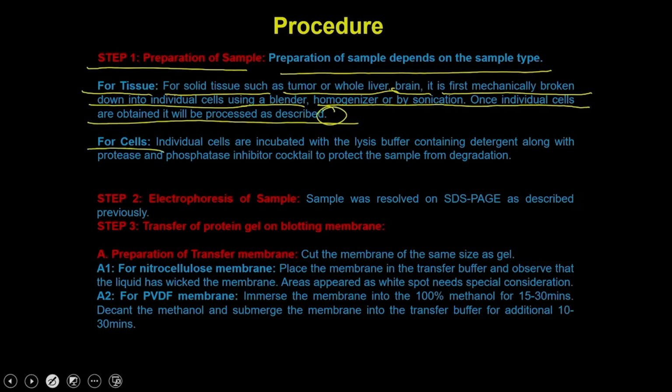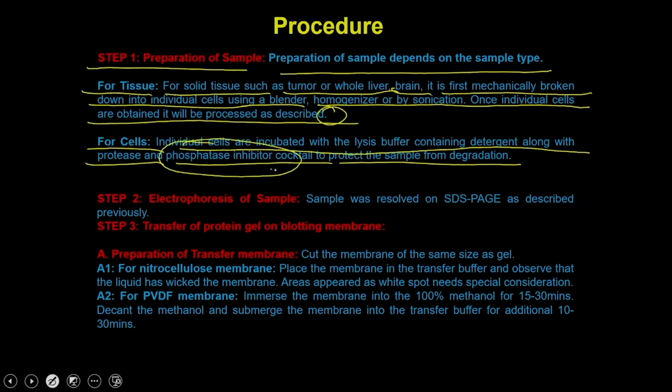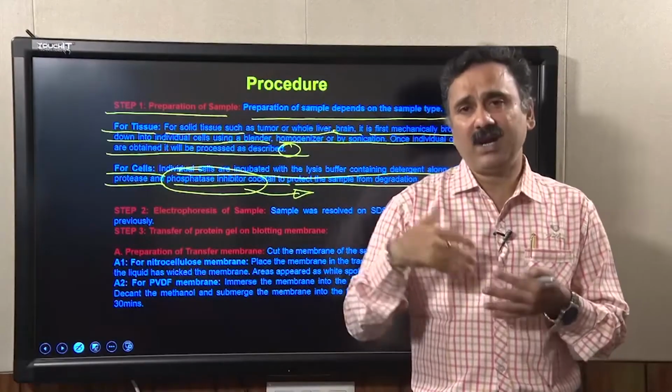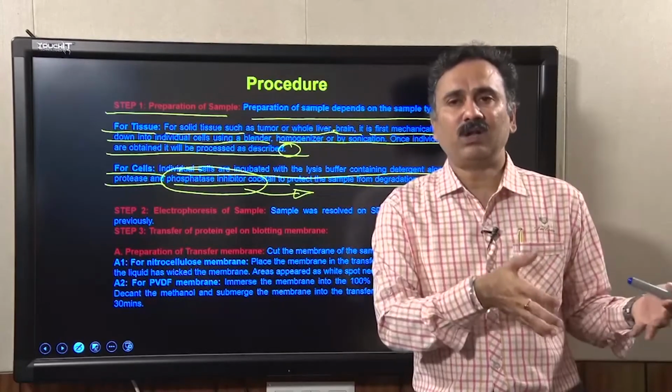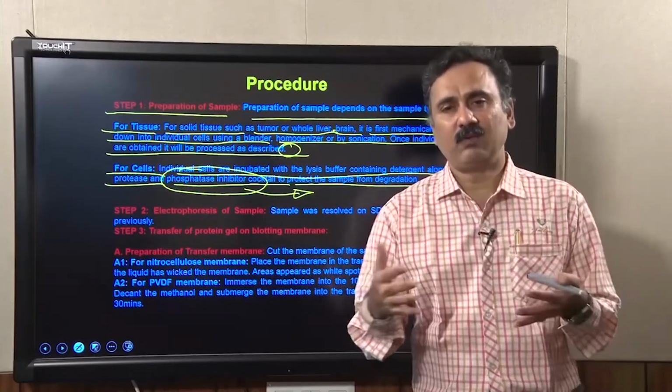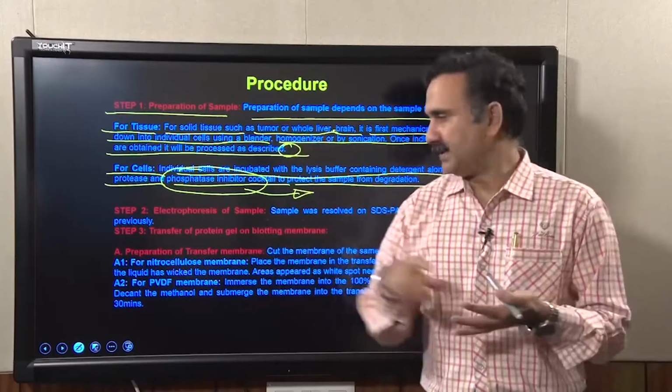For the cells, individual cells are incubated with the lysis buffer containing detergent along with the protease as well as the phosphatase inhibitor cocktail to protect the sample from degradation. So, the phosphatase inhibitor cocktail you will use only if you are interested in probing the antigen which is phosphorylated, because you do not want the phosphatase to remove the phosphate from the phosphorylated proteins.